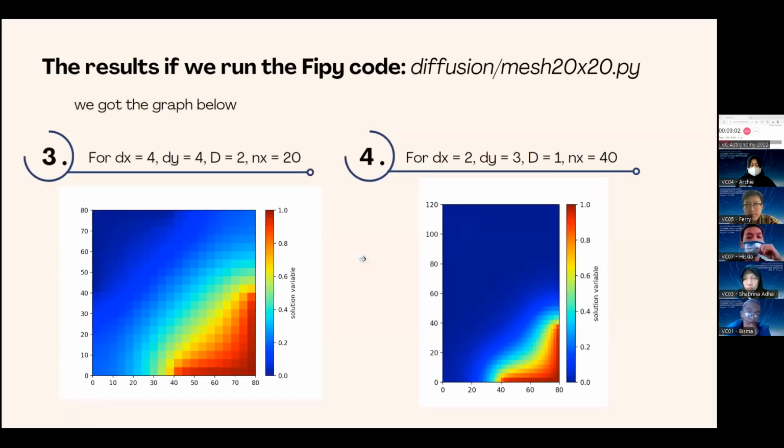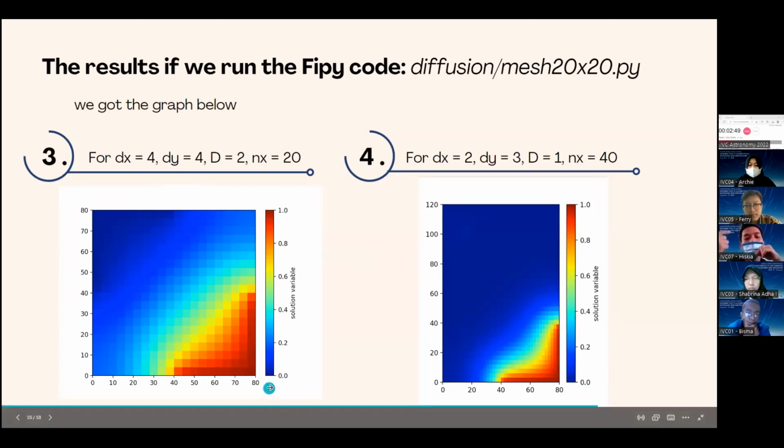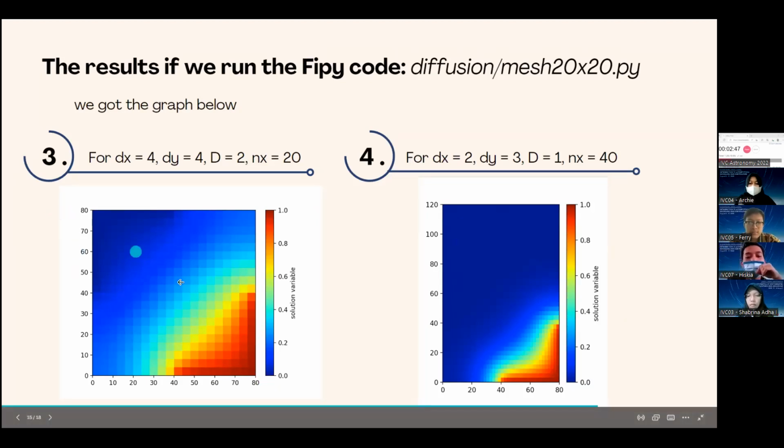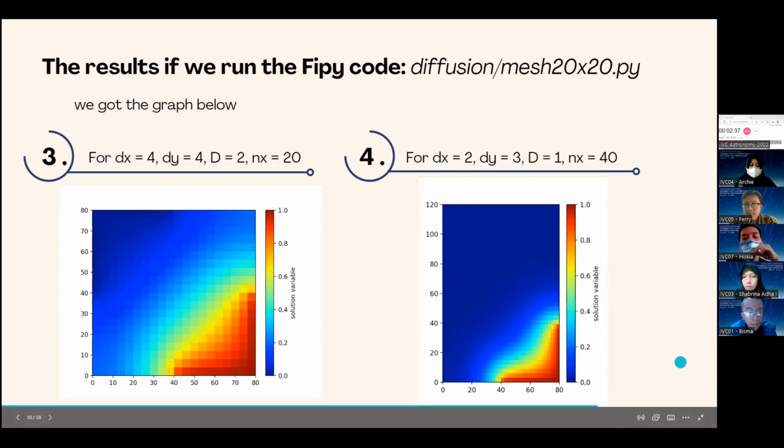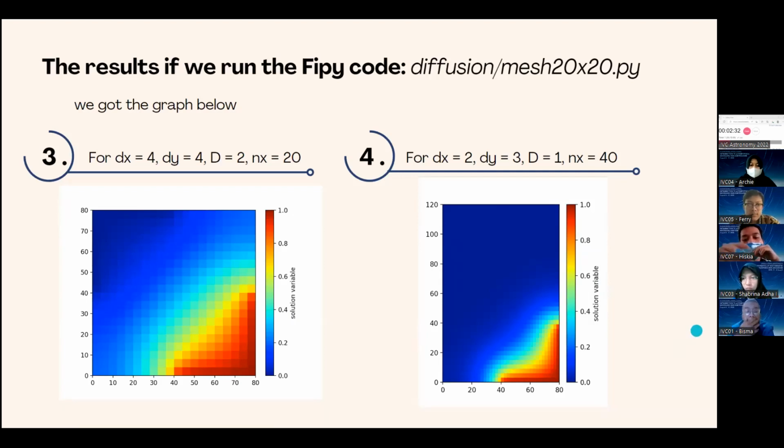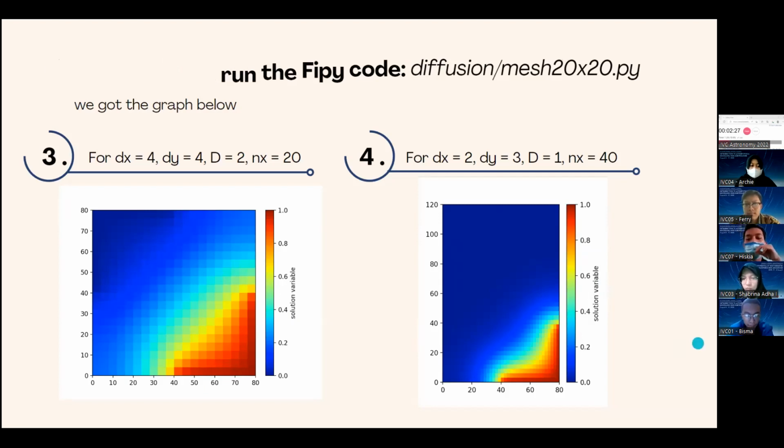For cases number 3 and 4, of course we did the same thing, but we differentiated the values of the variables. You can see on the x-axis and y-axis the multiplication of dx times nx and dy times nx. You can see the gradient, we call it the gradient of color. And number 4 is literally the same as before. But in our conclusion here, we don't find any difference between the distribution of the color, or the gradient of the color. All right, so next.